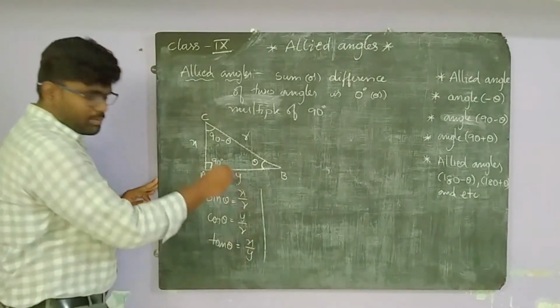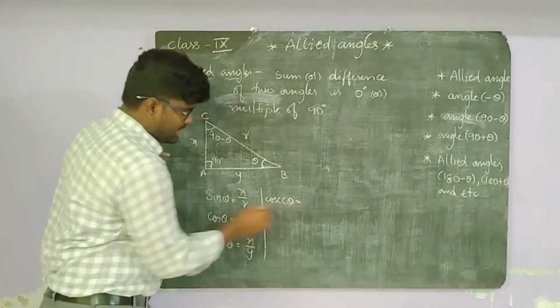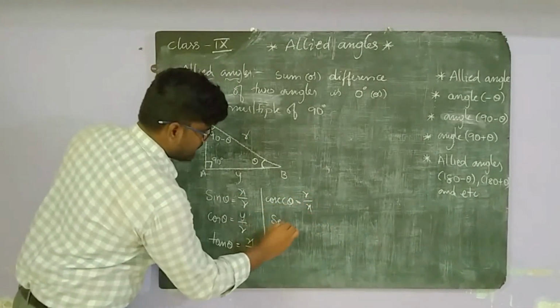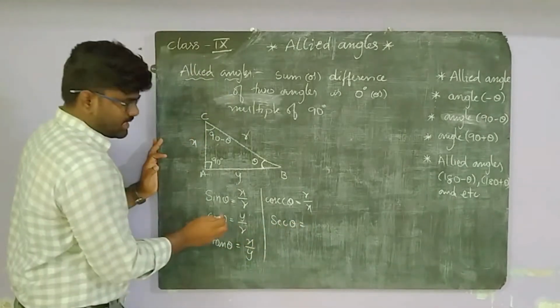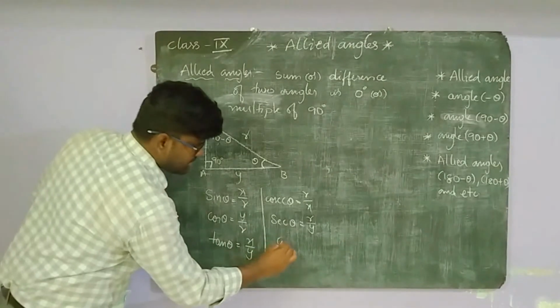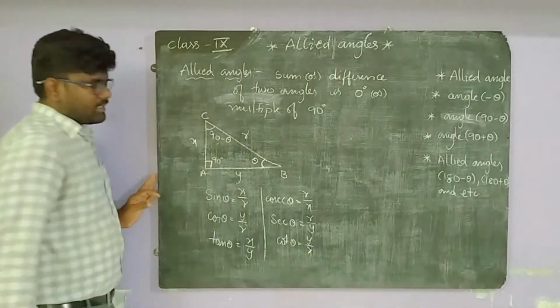When you take the reciprocals, we get cosecant theta, the reciprocal of sin theta, which is r by x. Secant theta is the reciprocal of cos theta, r by y. Cot theta is the reciprocal of tan theta, y by x.